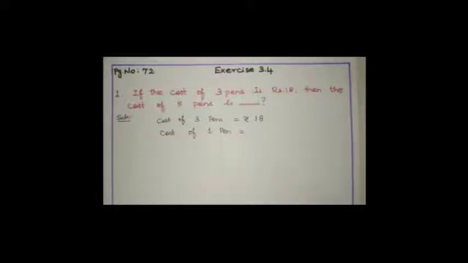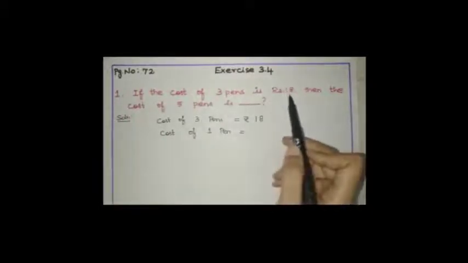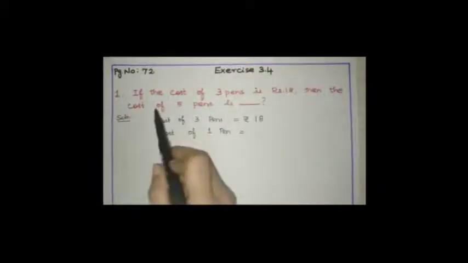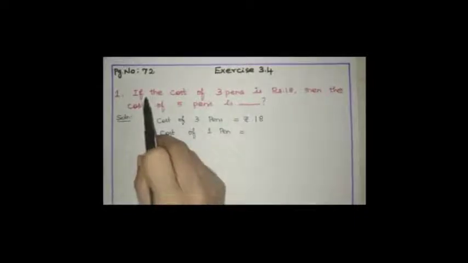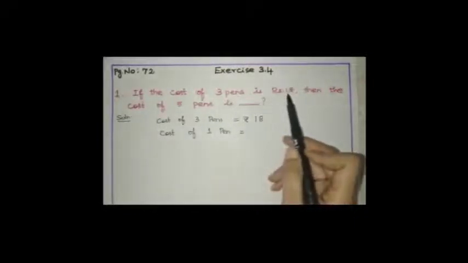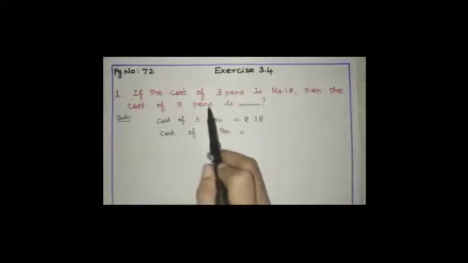Take page number 72, exercise 3.4. Read the first problem. If the cost of 3 pens is rupees 18, then find the cost of 5 pens. So what is the question? The cost of 3 pens is rupees 18, then you have to find the cost of 5 pens.